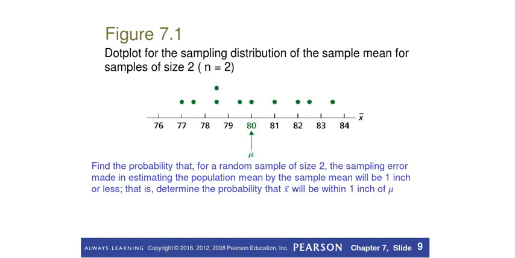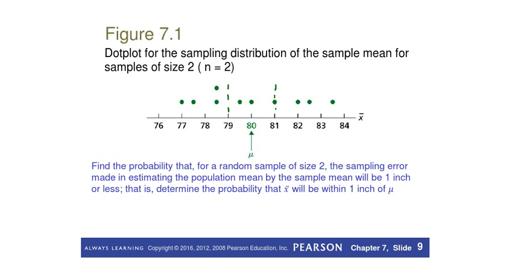Now, for the probability that a random sample of size 2, the sampling error is made, let's see. Find the probability that for a random sample of size 2, the sampling error made in estimating the population mean will be within 1 inch or less. So we had 10 observations, that's 10 samples. What we're going to do right here is go 1 inch to the left and 1 inch to the right. And we've got that one at 81, so we'll include that in. So what is our probability that for a sample size 2, the sampling error made will be within 1 inch or less?